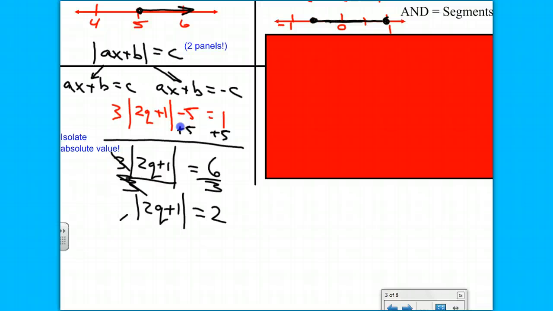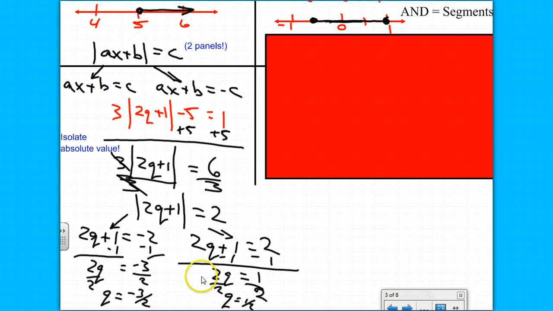Do both sides. We got 2 possible equations, right? We could have 2q plus 1 equals -2, or 2q plus 1 equals +2. And you write both out, okay? Some people are still trying to take shortcuts and only write 1, and you're having errors in your solutions. So then you simply solve. Solve and come back and check. We solved each, and we have q equals -3/2, and q equals 1/2. Okay, so we're down here now.